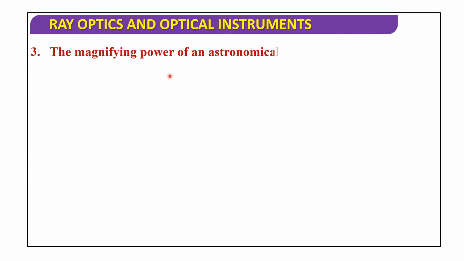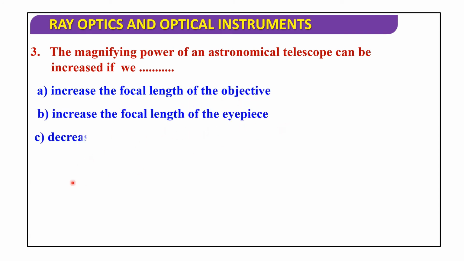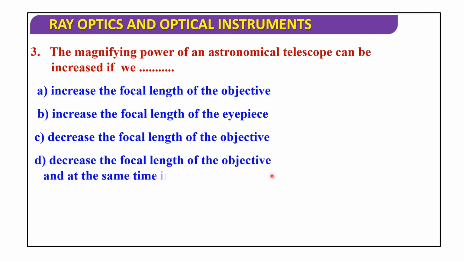The magnifying power of an astronomical telescope can be increased if we increase the focal length of the objective, increase the focal length of the eyepiece, decrease the focal length of the objective, or decrease the focal length of the objective and at the same time increase the focal length of the eyepiece. So if we increase the focal length of the objective, the magnifying power of the astronomical telescope increases.